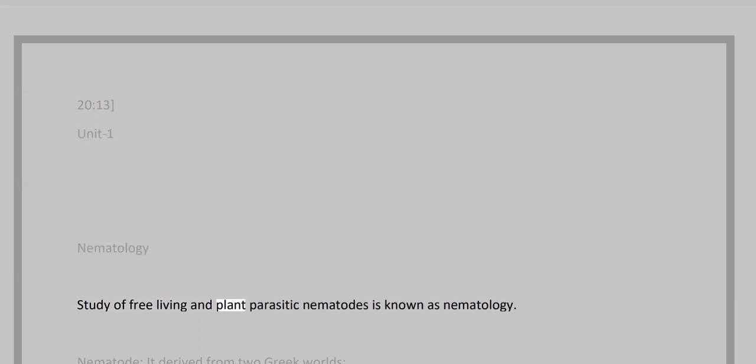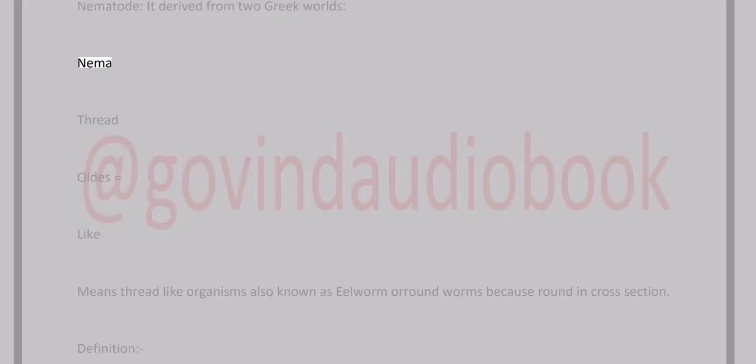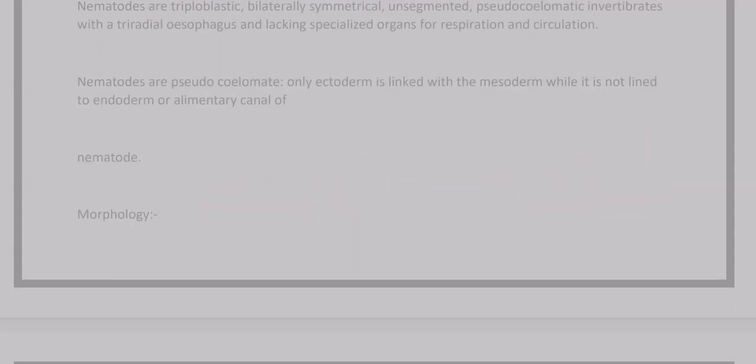The study of free-living and plant parasitic nematodes is known as nematology. Nematode is derived from two Greek words, nema and thread-like, meaning thread-like organisms, also known as eelworms or roundworms, because they are round in cross-section. Definition: nematodes are triploblastic, bilaterally symmetrical, unsegmented, pseudocoelomate invertebrates with a true radial esophagus, lacking specialized organs for respiration and circulation. Nematodes are pseudocoelomate. Only ectoderm is lined with the mesoderm, while it is not lined to endoderm, or the alimentary canal of the nematode.